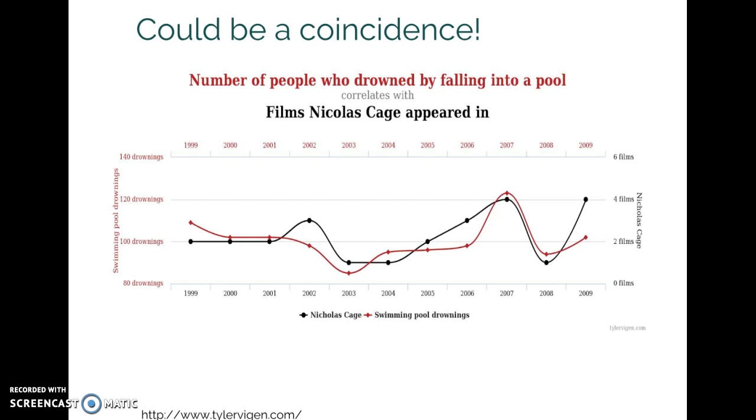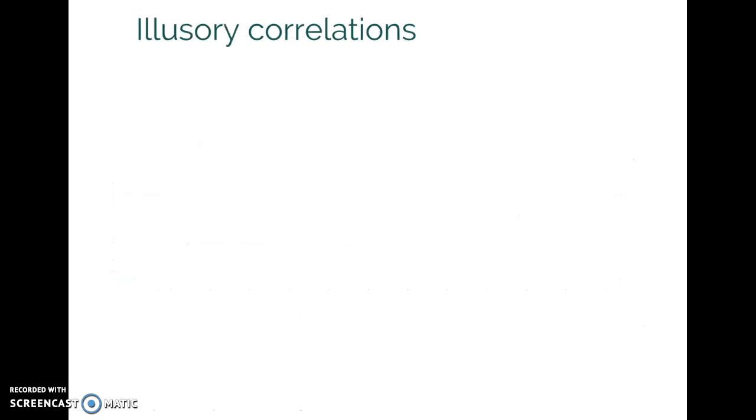Here's another, for example, showing a relationship between Nicolas Cage's acting career and American deaths by drowning in pools. Again, sheer coincidence. Finally, one last thing to consider is that whenever people think there's a correlation between two variables, they need to stop and see if there really is a correlation or if they are just imagining it.